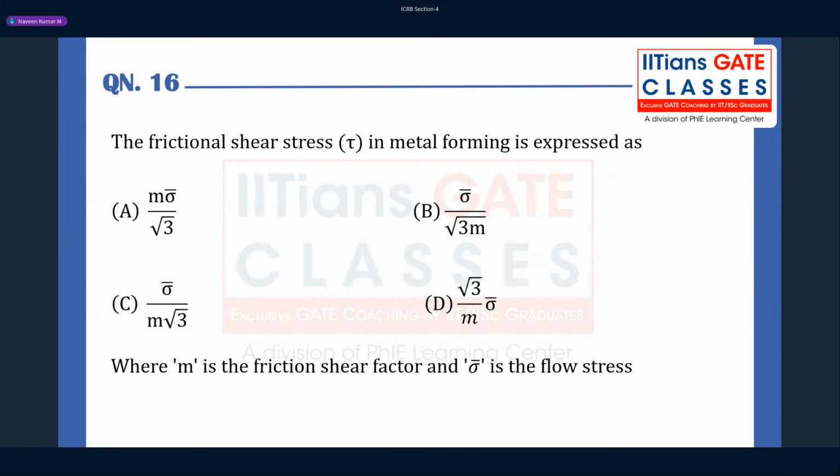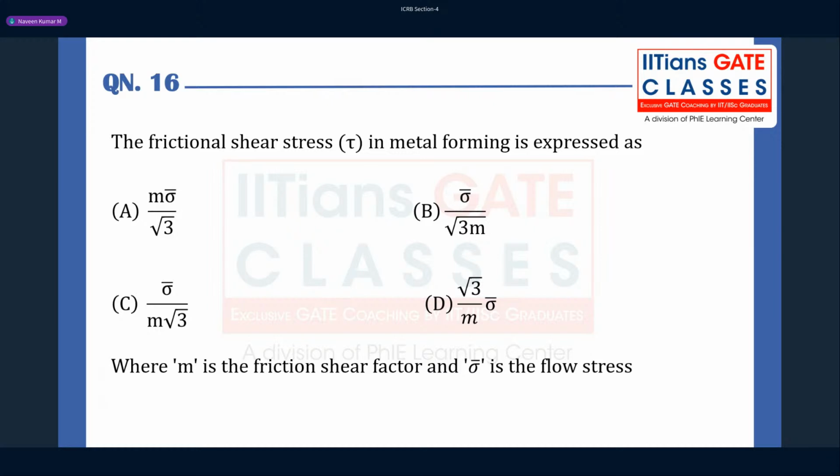Frictional shear stress tau in metal forming is expressed as, okay, this formula. If you remember it, it's good. If you do not remember, you can derive it, but it will take so much time, so I think you should remember this. They are asking this in terms of metal forming. If you have attended our classes, we discussed these things at the initial stage of our metal forming classes. We discussed two criteria: Tresca's maximum shear stress criterion, and von Mises's maximum distortion energy criterion.